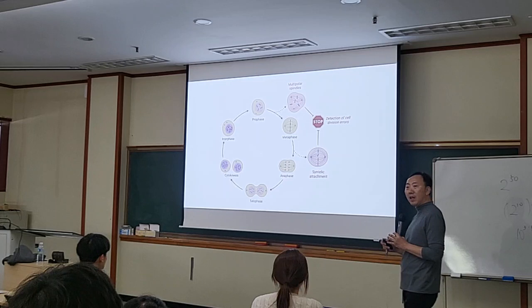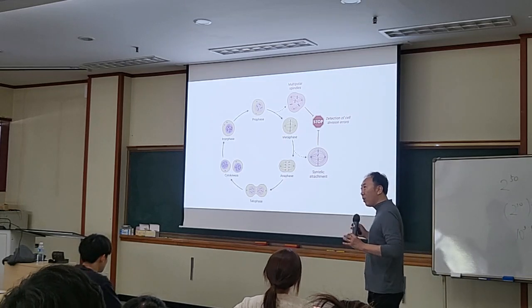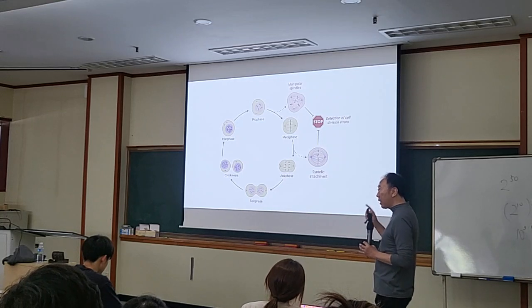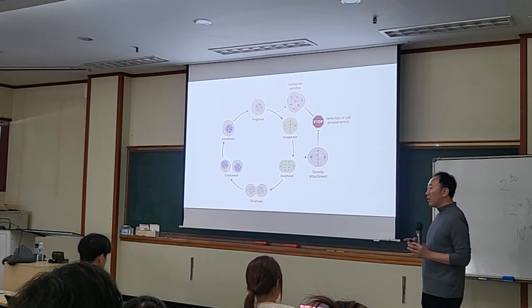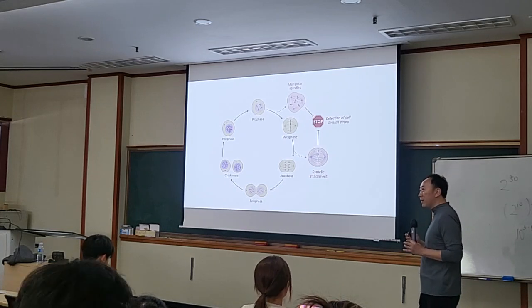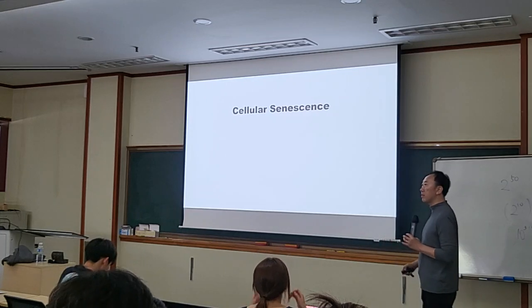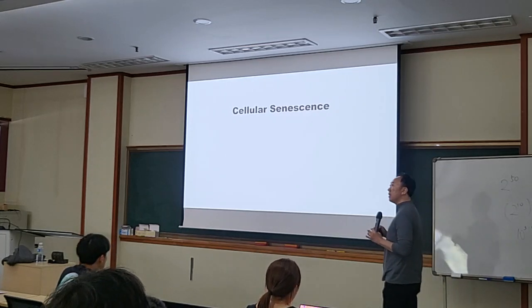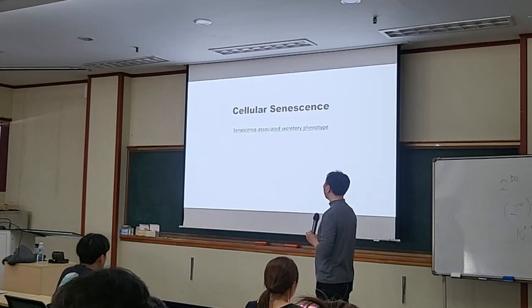But if they do not die and they survive, if they survive and grow, they become cancer. If they survive and do not die, just live forever like a zombie, those kind of cells we call senescent cells. Cell becomes aging, and that kind of cell is the senescent cell.